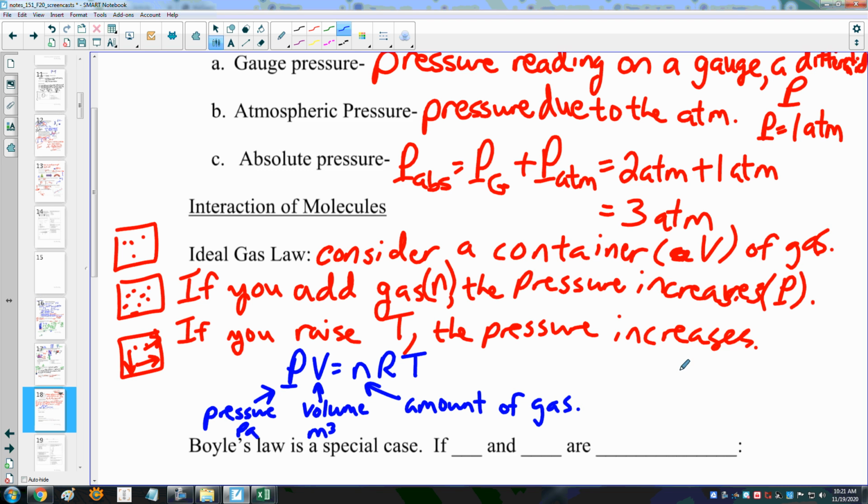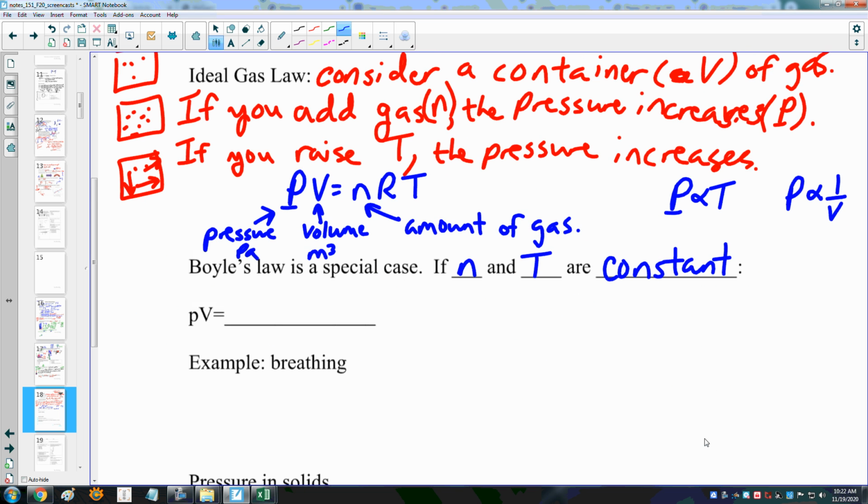That is that P is proportional to T and P is inversely proportional to V. That second one is called Boyle's law. Boyle's law is a special case where if N and T are constant, that is the amount of gas and the temperature of the gas, if that's true, then PV is equal also to a constant. This should be a capital V. The pressure times the volume is also equal to a constant value.